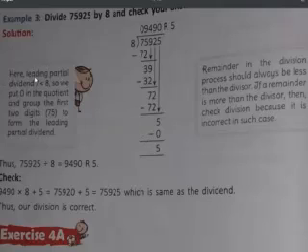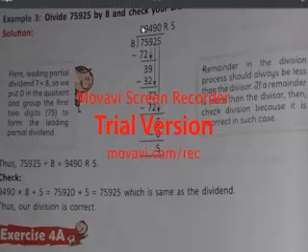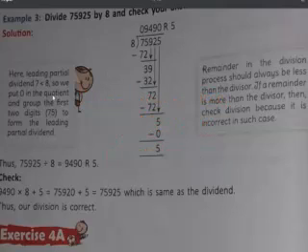You can see over here, the leading partial dividend 7 is smaller than 8, so we put 0 in the quotient. Then another number is also taken, you can see, and we group the first 2 digits, that is 75, to form the leading partial dividend.